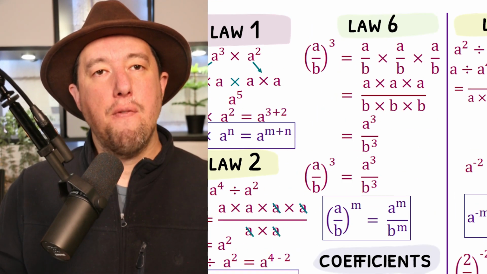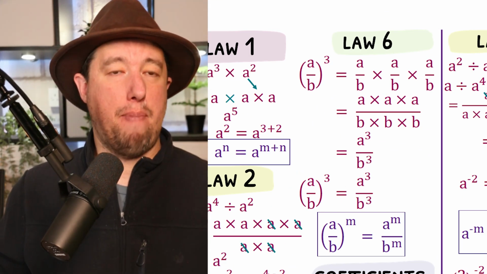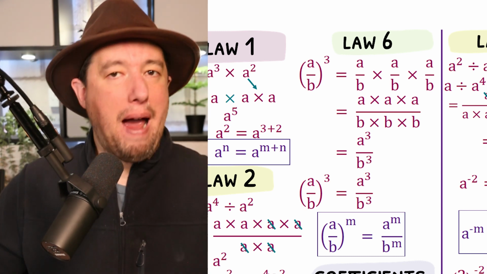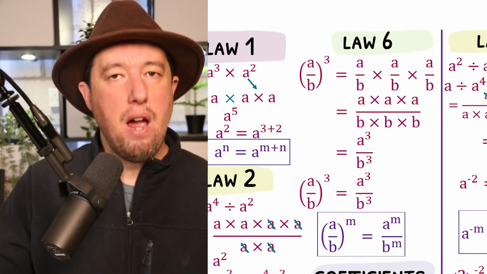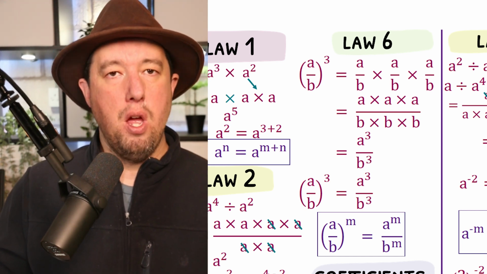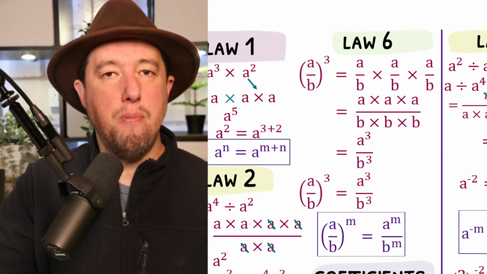When the base of a power is a fraction, the numerator and denominator are raised by that power. A over b to the power of 3 is the same as a over b times a over b times a over b. We can multiply the tops and bottoms of the fraction to give us a cubed over b cubed.